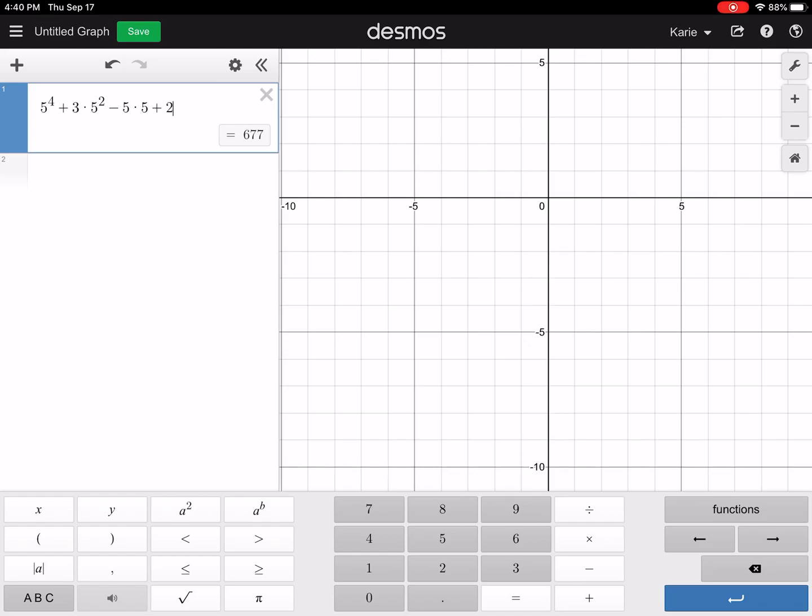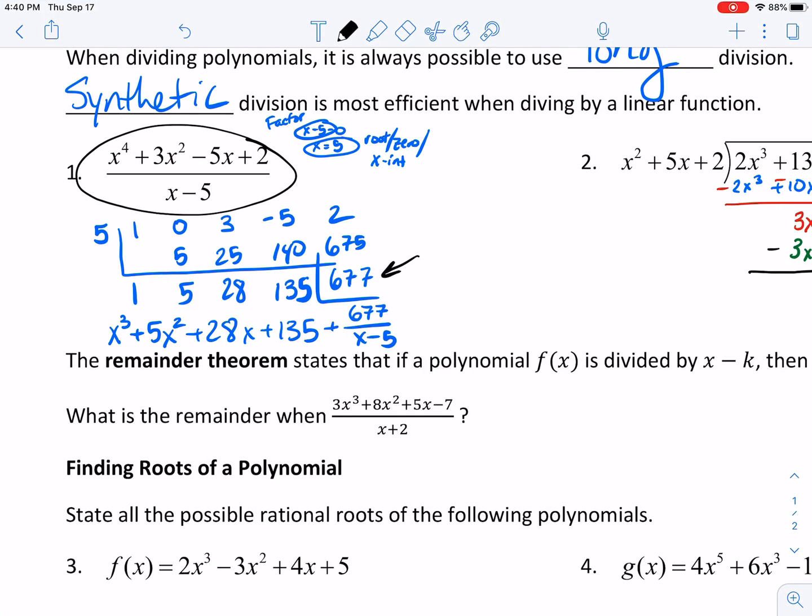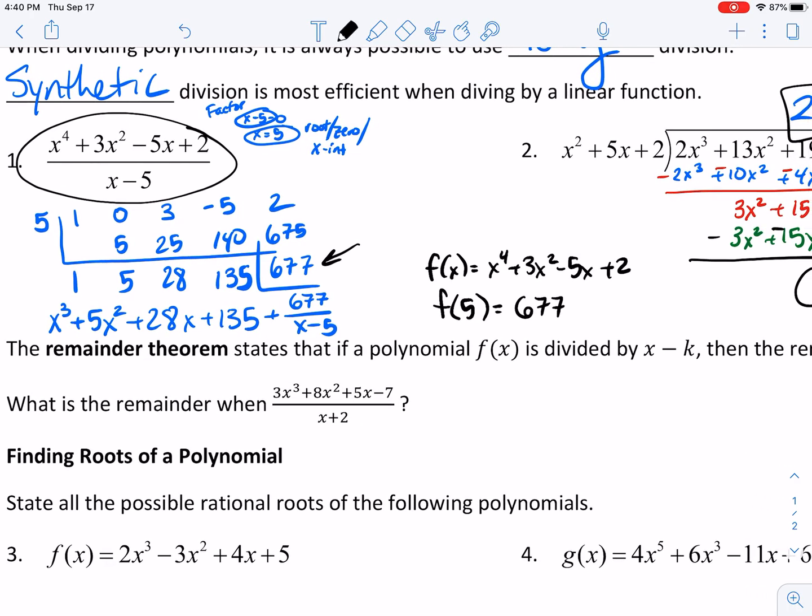Thank goodness. Okay, so what I just showed you is that if my f of x up here had been x to the 4th plus 3x squared minus 5x plus 2, then f of 5 was equal to that 677. That's the remainder I get when I divide by x minus 5. So these numbers here end up being the same.